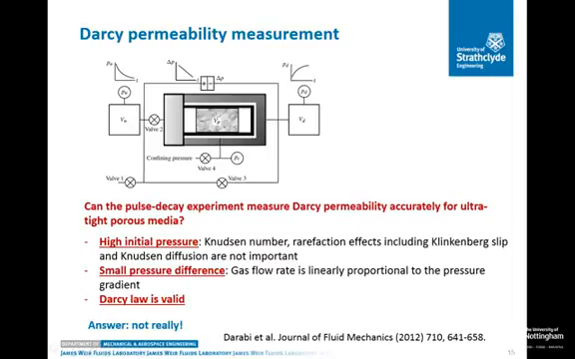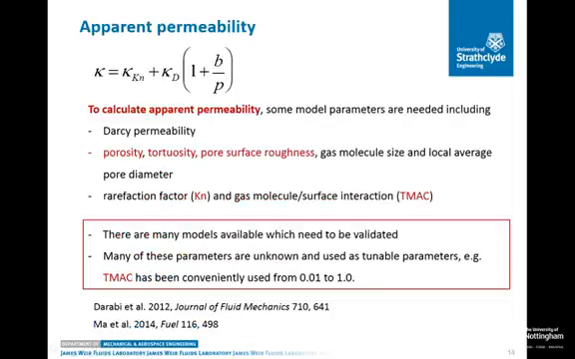And more interestingly, this also depends on the so-called Darcy permeability. Darcy permeability is well understood in conventional porous media. But the real question is, is the same kind of Darcy permeability available for nanopores?